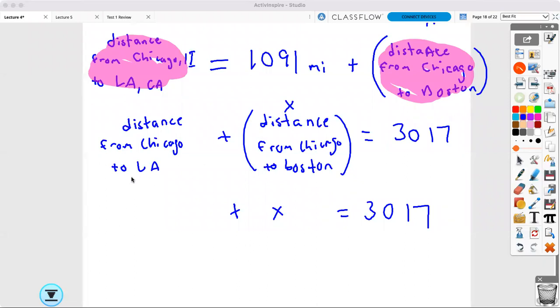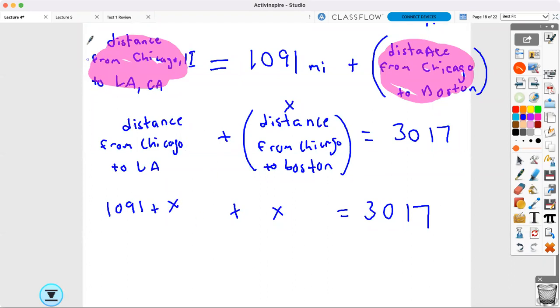So now I'm gonna bring down this distance, right, from Chicago to LA. But guess what? Didn't we say that the distance from Chicago to LA is equal to 1,091 plus X? Yeah, we did. So I'm gonna go ahead and write that here. So this is gonna be the same thing as 1,091 plus X.